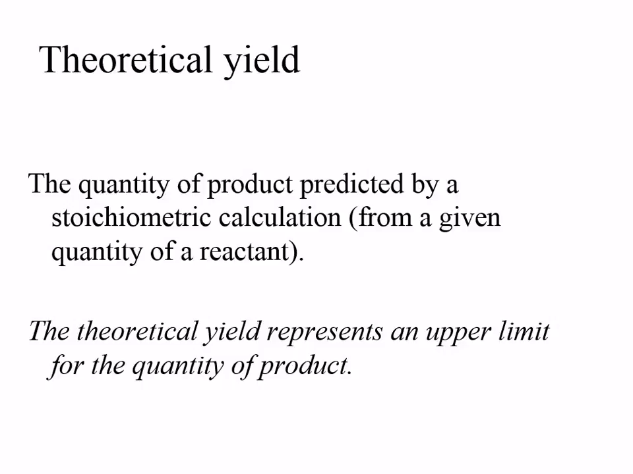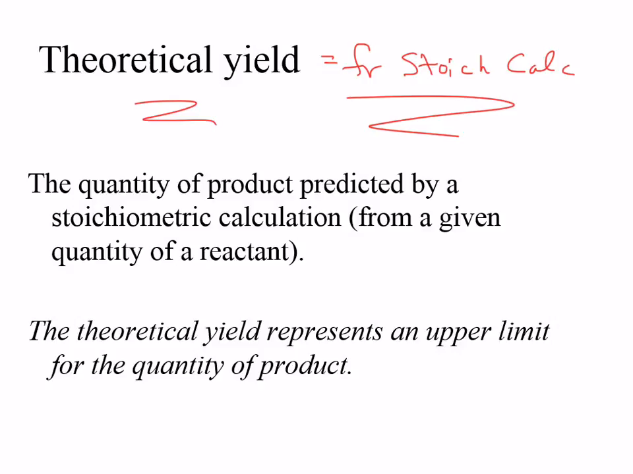So for the yields, actually, we oftentimes have 2 numbers. We have the number that you came up with from the stoichiometric calculation. So theoretical yield, that is from stoich calc. Okay, where do you get your theoretical yields? You get them from your stoichiometric calculations. You guys have been doing theoretical yields anytime you went from the mass of a reactant to the mass of a product. Those are theoretical yields. It's wonderful. Okay? That's easy.